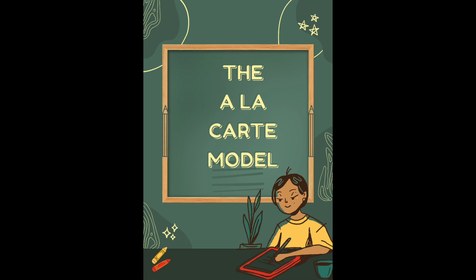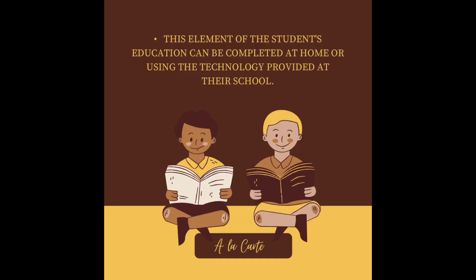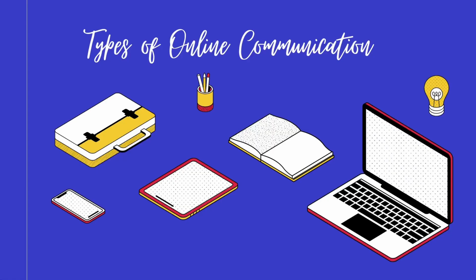The a la carte model. The a la carte model also allows for some student autonomy, this time at the level of individual course section. The school classes are completed as usual, but students can choose from a menu of a la carte options for extra topics. This element of the student's education can be completed at home or using the technology provided at their school. Second is types of online communication.